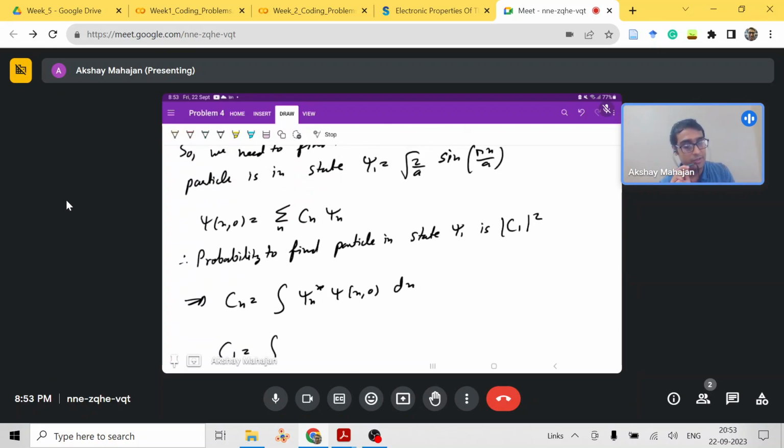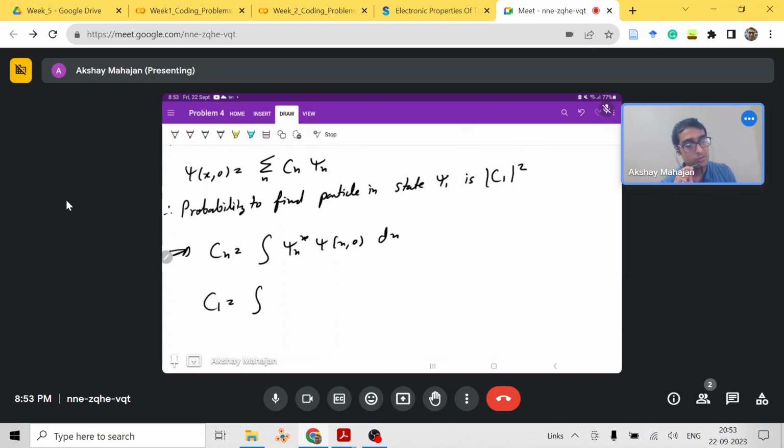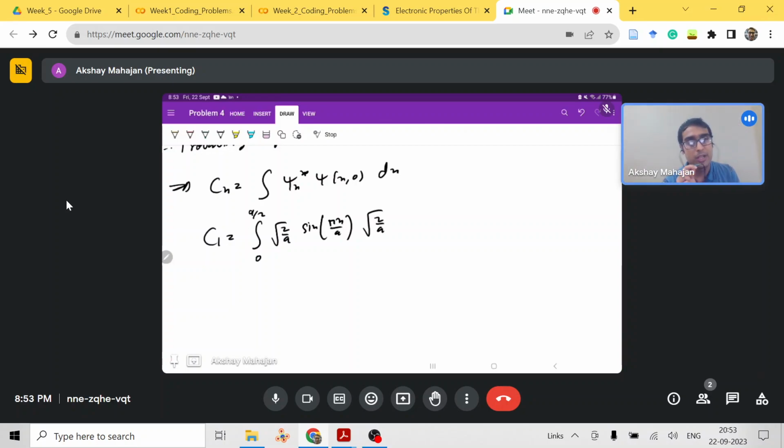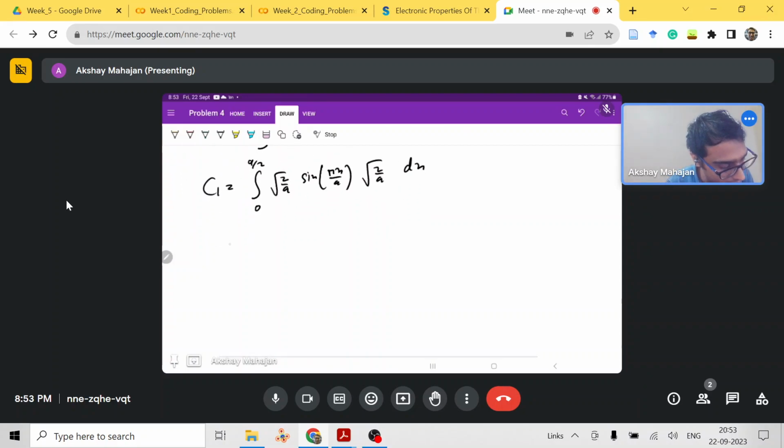So we can write any wave function as the summation over these eigenstates of the particle in a box, and the c_n basically gives you the probability that a particle is in the state. To find the probability of the particle in state psi 1 we need to find c_1. Now our sine function is given by root 2 by a sine pi x by a, and psi(x, 0) is basically the square root of 2 by a, and the integration will be just from 0 to a/2, because otherwise psi(x, 0) is equal to 0, times dx.